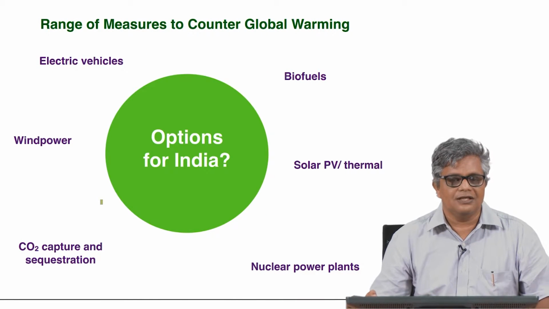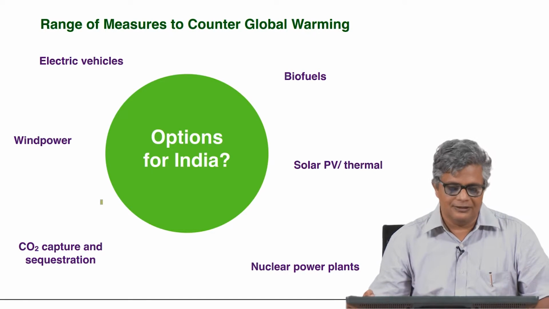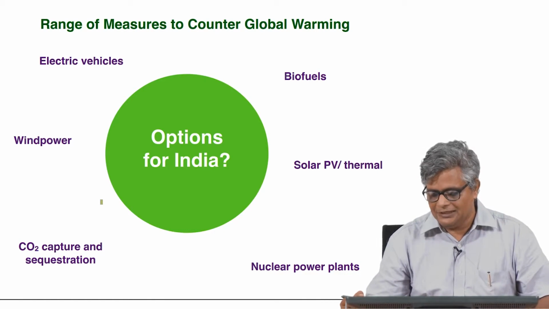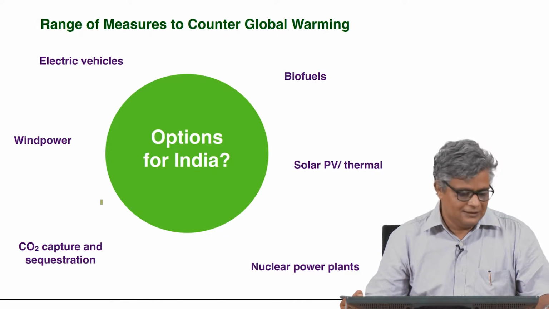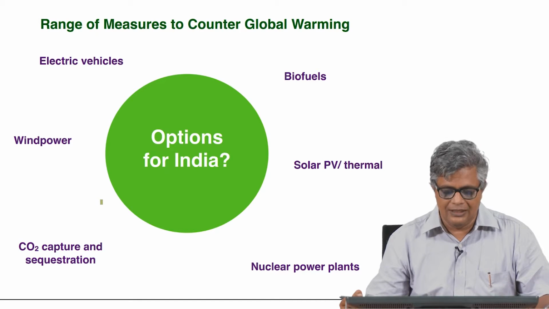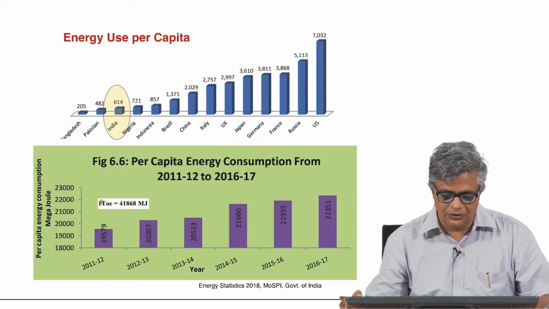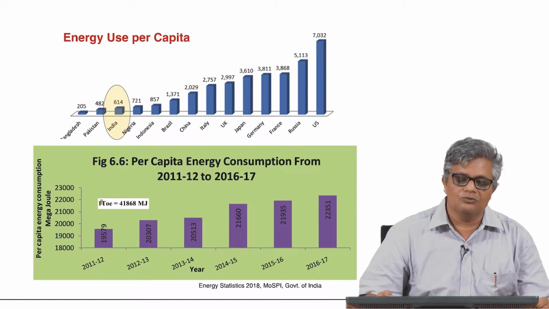Now, the question that we would like to ask in this lecture is, what are the options that we have to counter global warming and to preserve our environment in India? What are the options for India? Do we have electric vehicles, biofuels, solar PV, wind power and nuclear power and other carbon dioxide capture mechanisms like biological sequestration in the form of afforestation, different land use options? So, are all of them coming? Let us take a quick look before we look at what options we have.